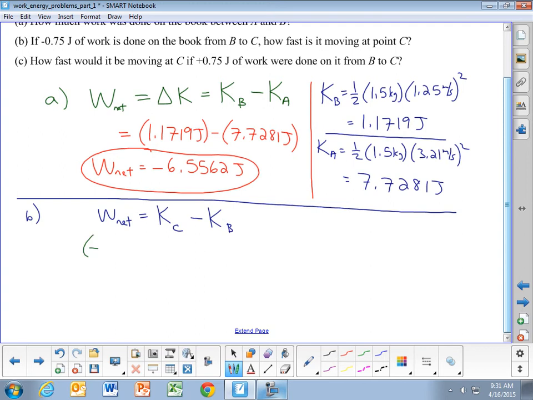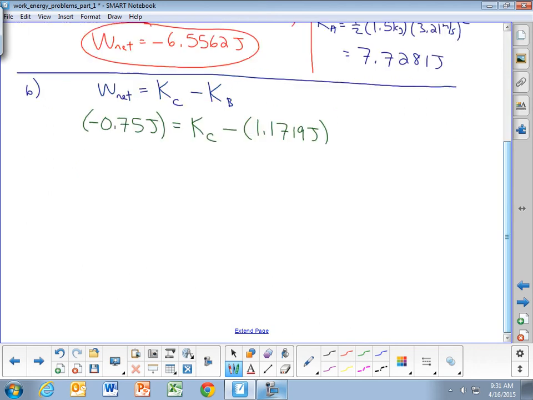So we're told that negative 0.75 joules of work is done. We already calculated the kinetic energy at point B was 1.1719 joules. And so we could calculate the kinetic energy at point C. If I add 1.1719 joules over, I get that the kinetic energy at point C is 0.4219 joules. Again, there was more negative work done, so that took away from the kinetic energy even more. It decreased from 1.17 down to 0.42.